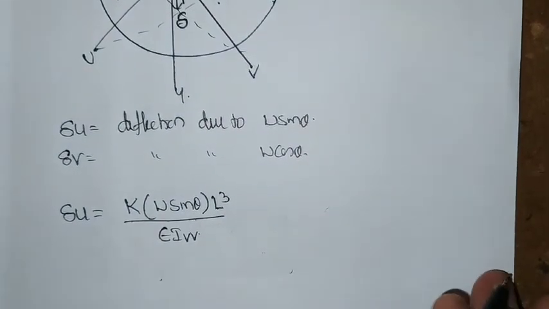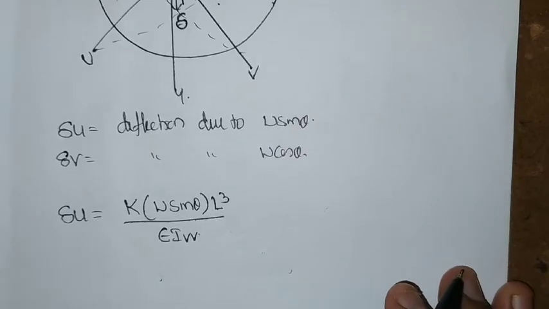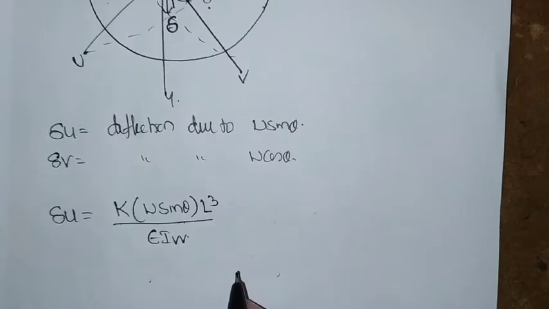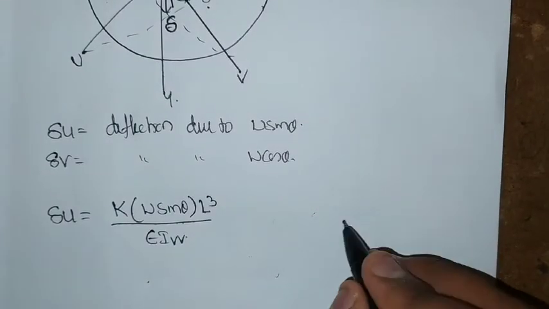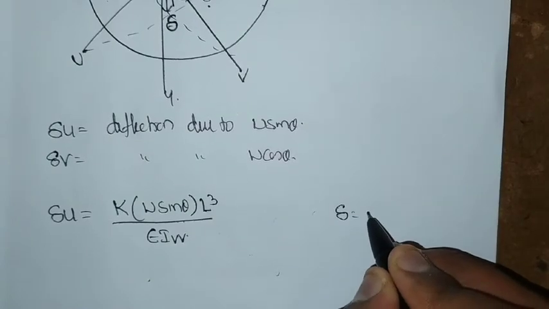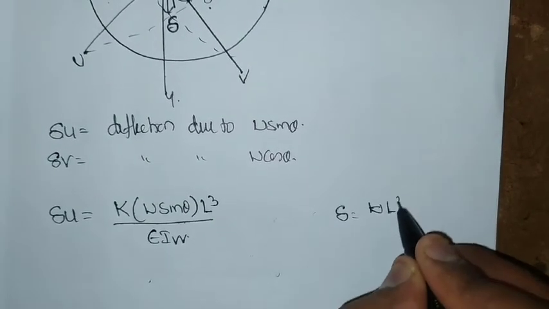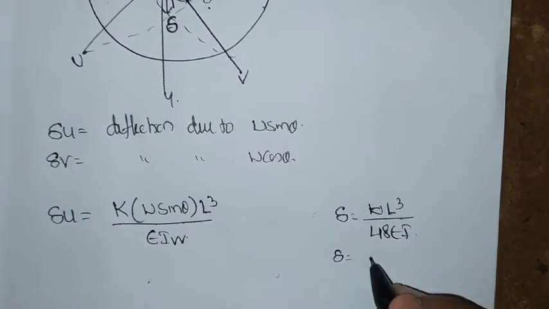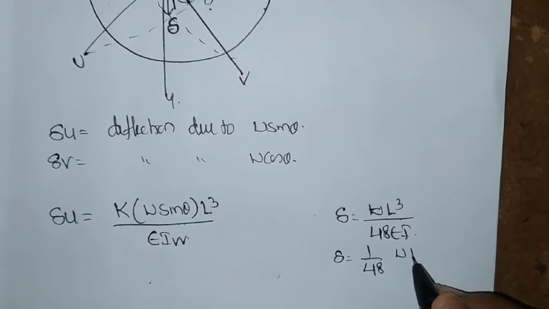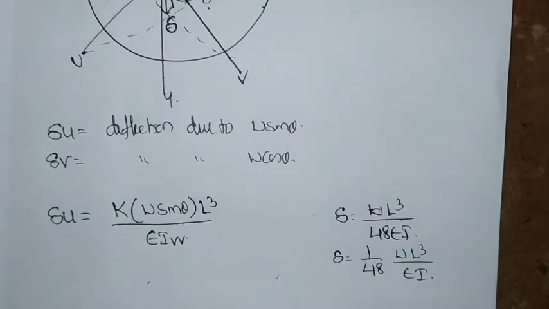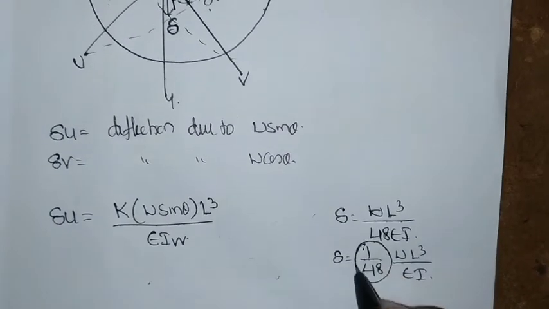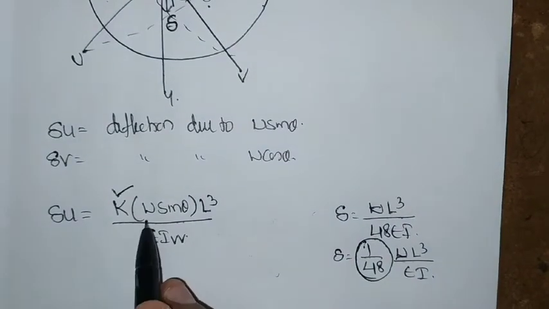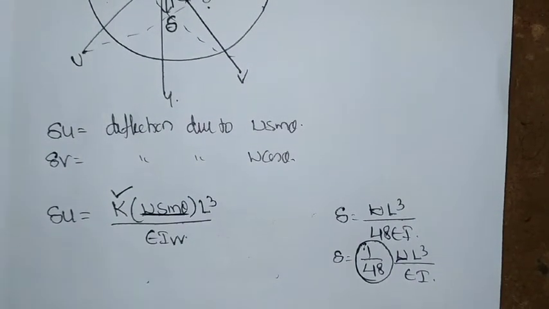How this equation has come, now we will define. For a simply supported beam, what is the deflection? How much deflection are we going to get? The value of deflection will be W L cube by 48 EI. So from this, the constant value is 1 by 48 into W L cube by EI. So here the value 1 by 48 is nothing but the value of K. Similarly, next W is nothing but this value W sin theta, whichever it is.